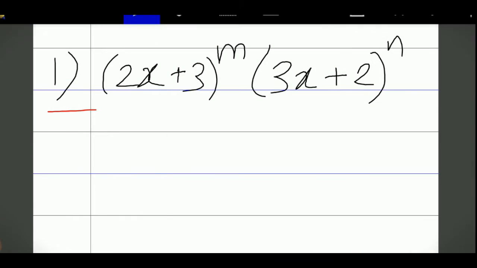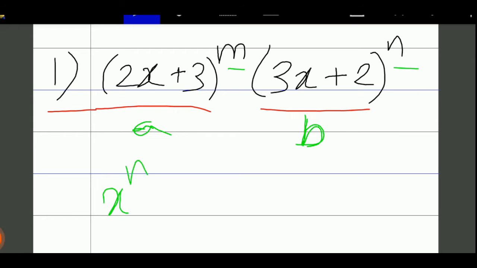The first one is (2x + 3)^m times (3x + 2)^n. The rules used here are the product rule, a into b, where a is this one and b is this one. And as there is a power of m and n, we also use the chain rule. Now let's start.